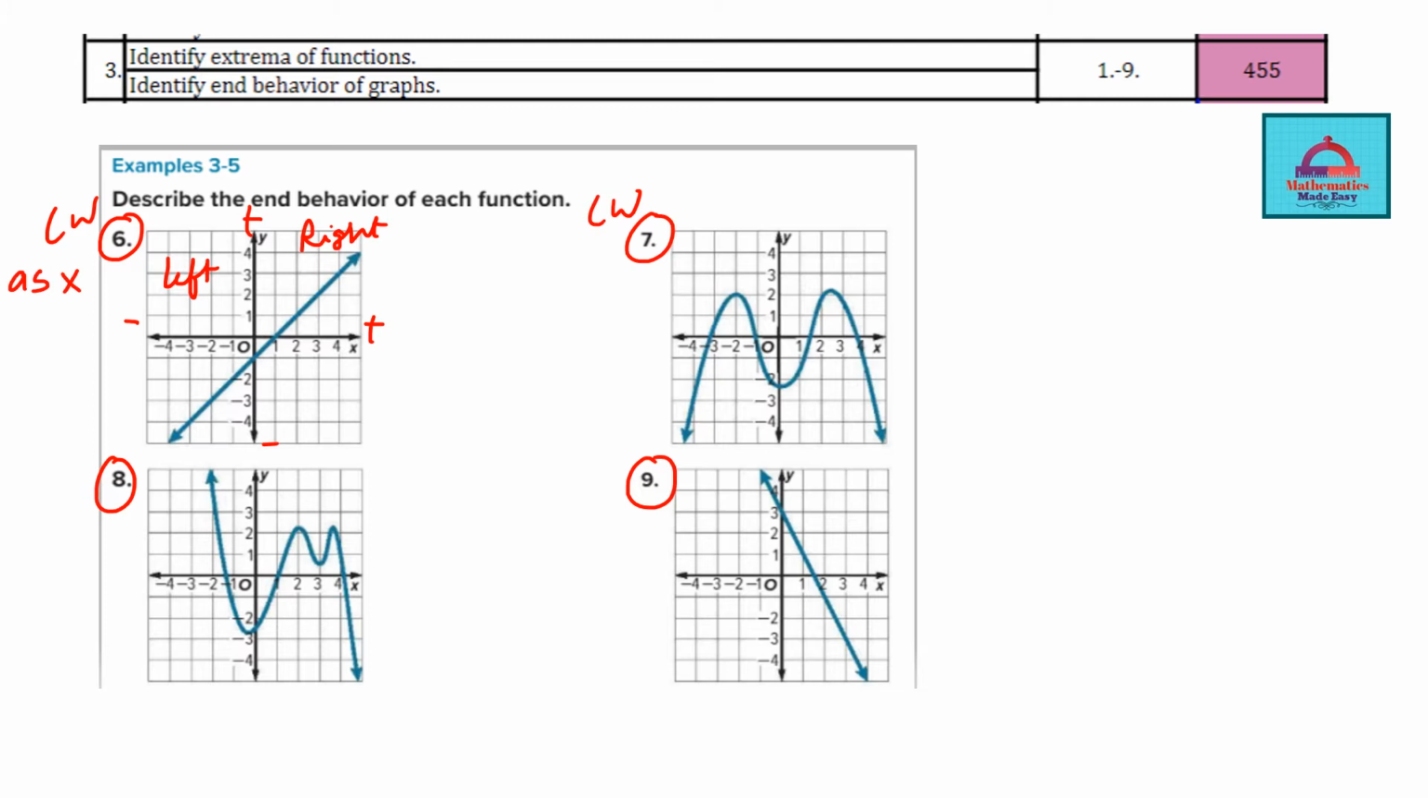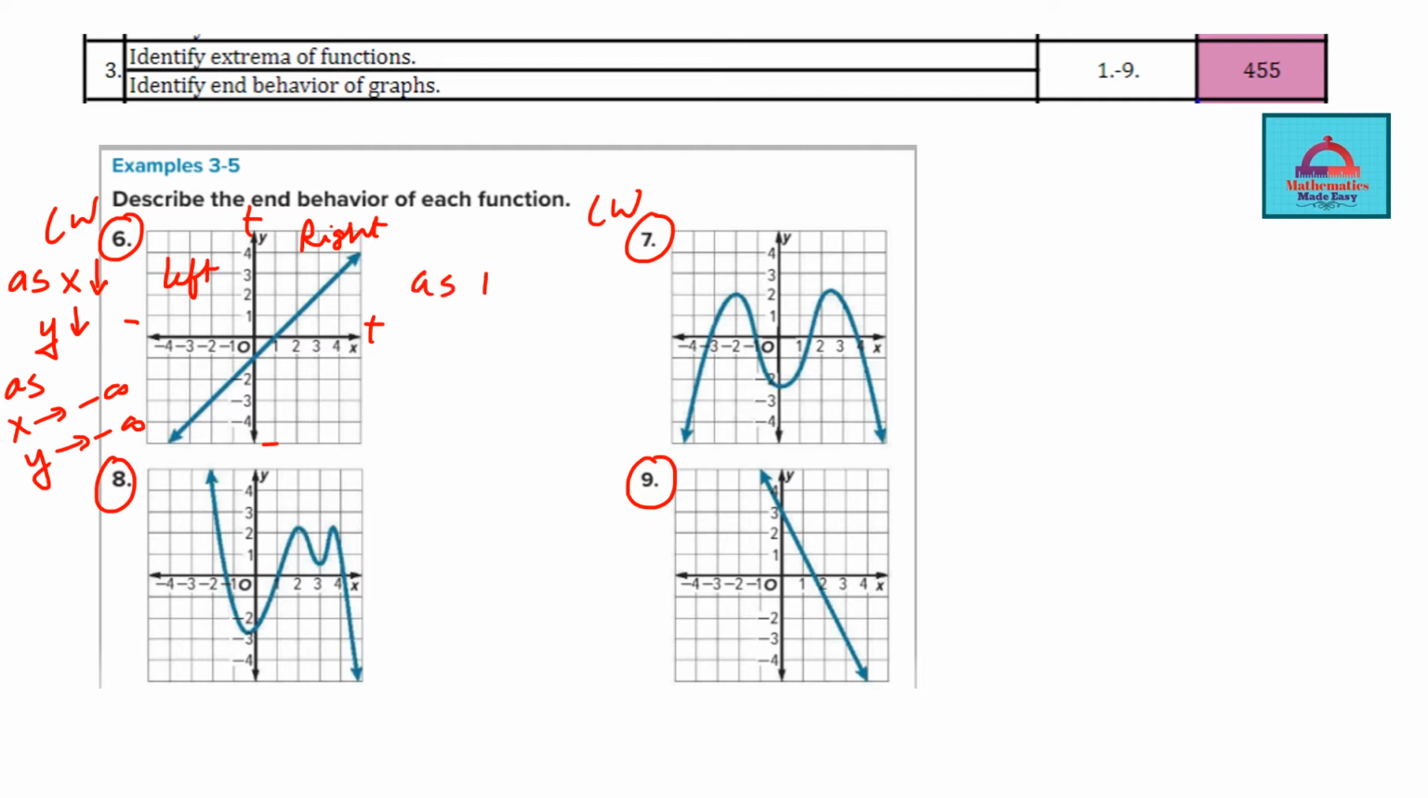So as x decreases, because it is negative side, we are going on the left side, y or f(x) is going down. Can you see it's going down? So it's also decreasing. Or second way, as x goes to negative infinity, y also goes to negative infinity. Both are decreasing. Very well. You can see here.